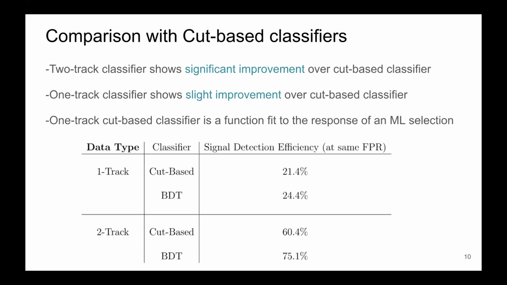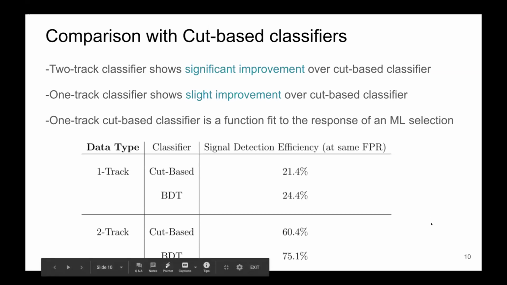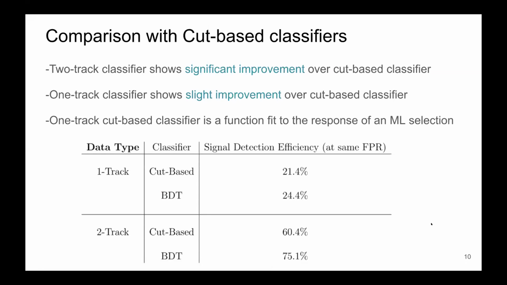So comparing the BDT models to these cut-based classifiers, you'll see that the two-track classifier has significant improvement, and the one-track classifier only has a slight improvement at the same trigger rate. This is summarized in this table here. So we get about 15% higher efficiency for the two-track and only about 3% for the one-track. But this small performance boost for the one-track data makes sense because this original cut-based classifier was basically based on another BDT algorithm. So it makes sense that these are about the same. And then once you get into the two-track data, you start to really see an improvement with using boosted decision trees instead of just a cut-based classifier.